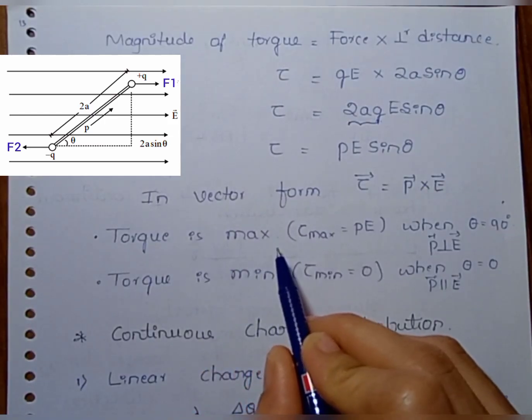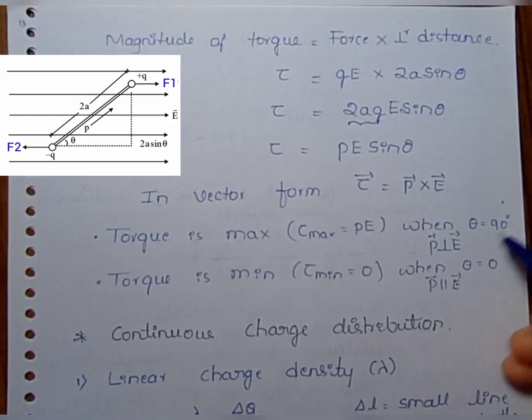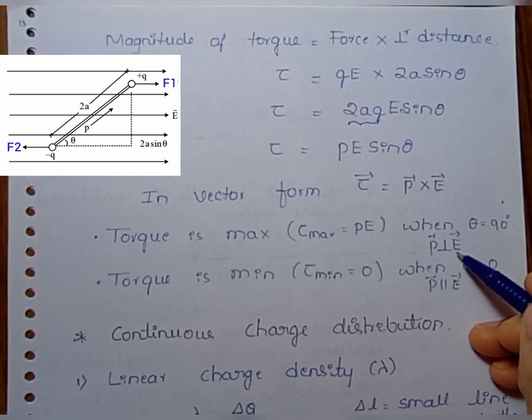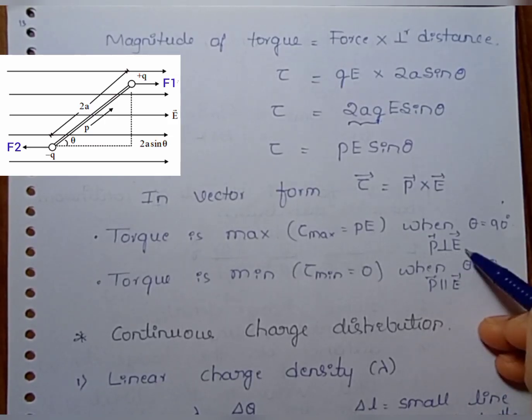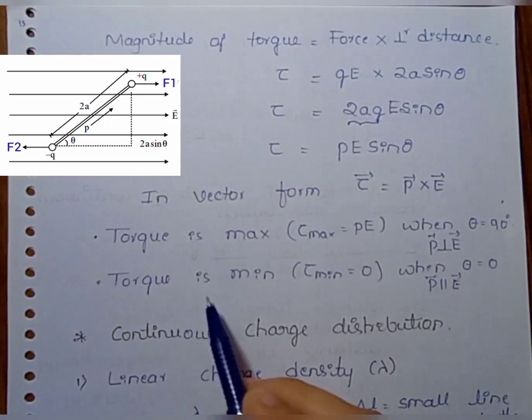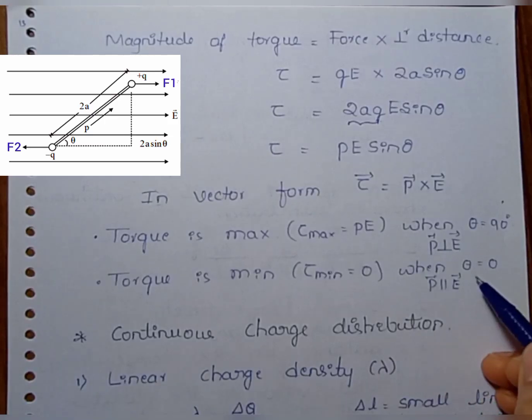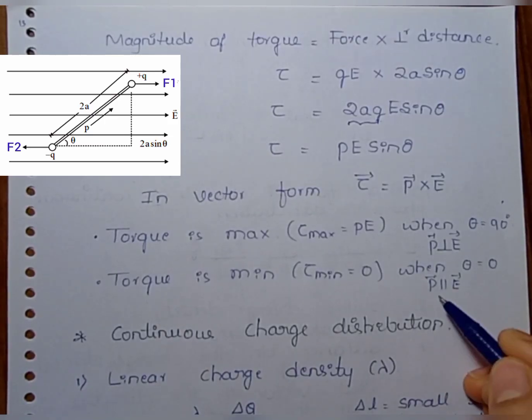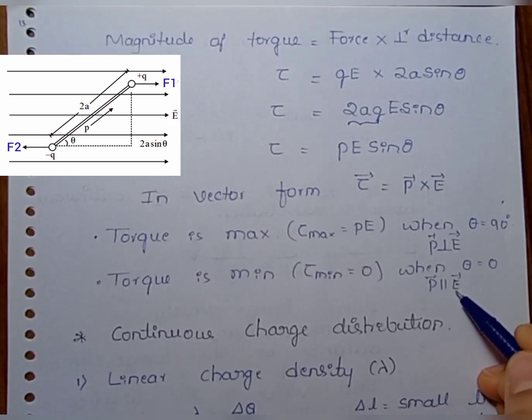Torque is maximum when theta is 90 degrees. Then the dipole moment and electric field are perpendicular to each other. Torque is minimum when theta is 0. In that case, the dipole moment P and electric field E are parallel to each other.